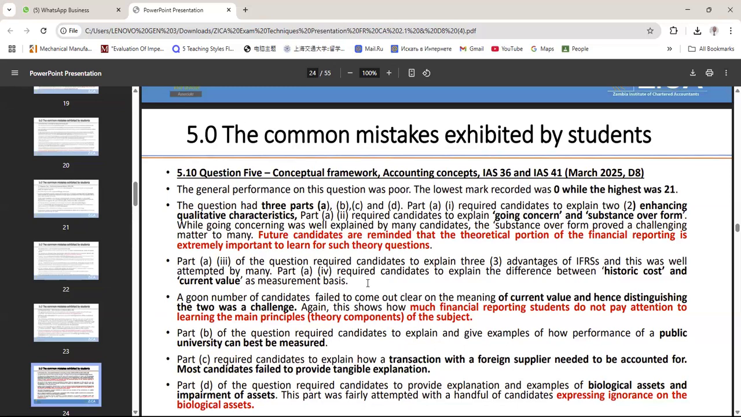Again here, whom are they advising? Future candidates are reminded that the theoretical portion of financial reporting is extremely important.